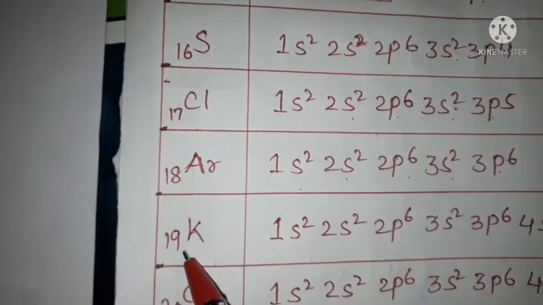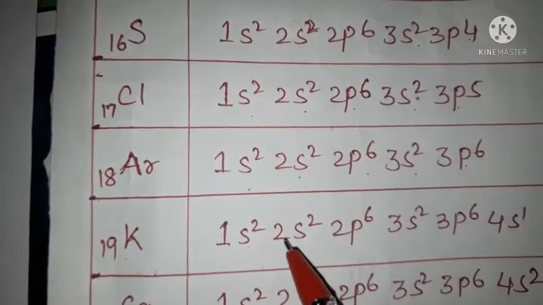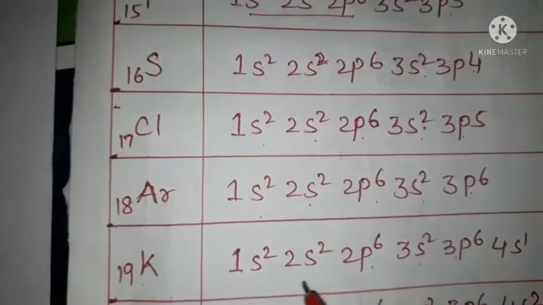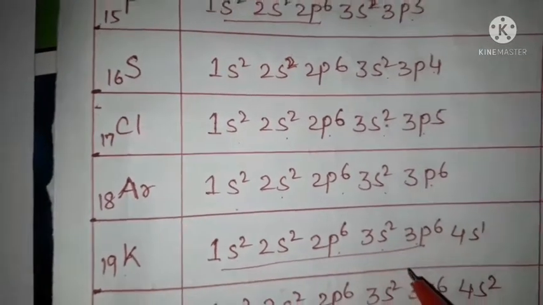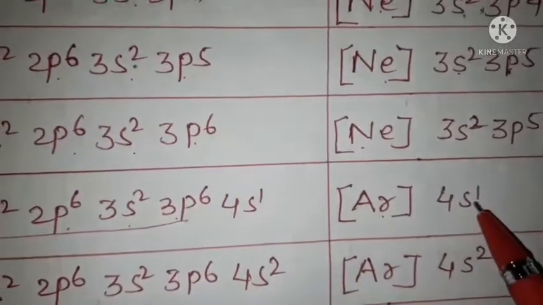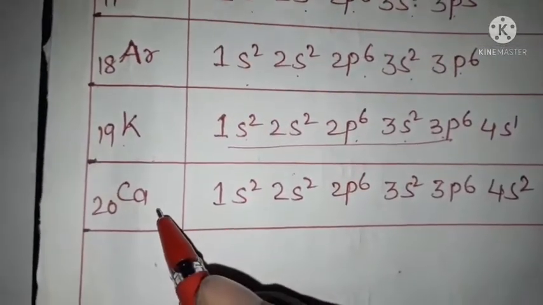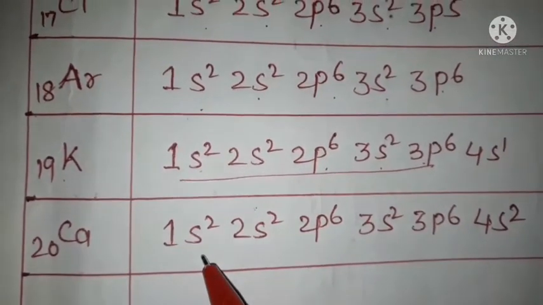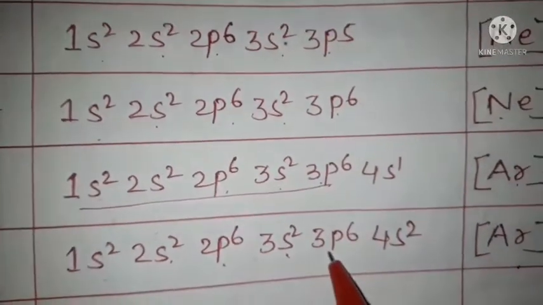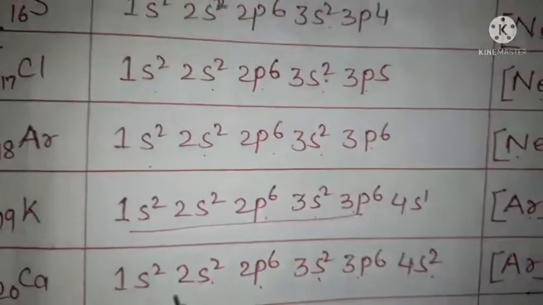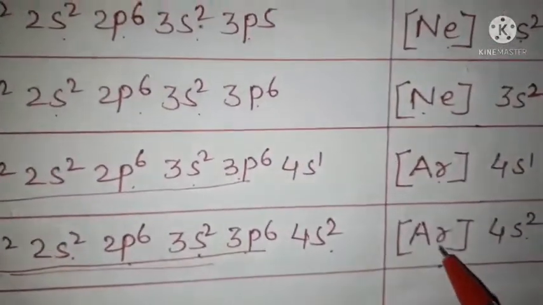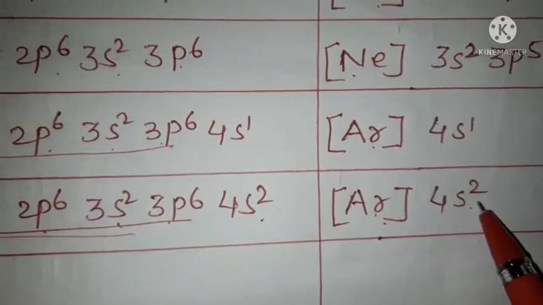Now next, potassium. Z of potassium is 19, so we write 1s2, 2s2, 2p6, 3s2, 3p6. Here it is equal to argon, so we write in short form Ar 4s1. Now calcium. Z of calcium is 20, so we write 1s2, 2s2, 2p6, 3s2, 3p6, 4s2. So we write in short form Ar 4s2.